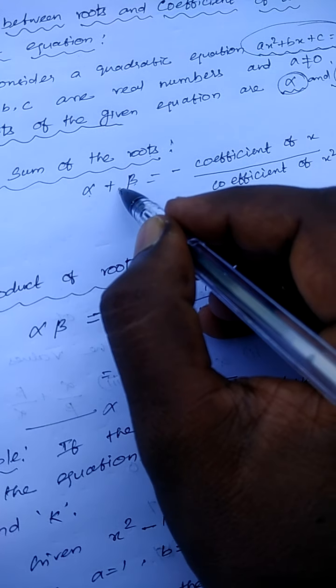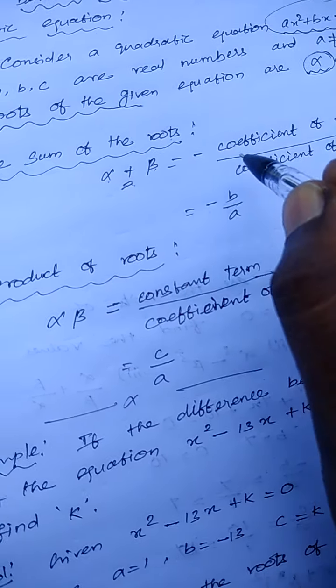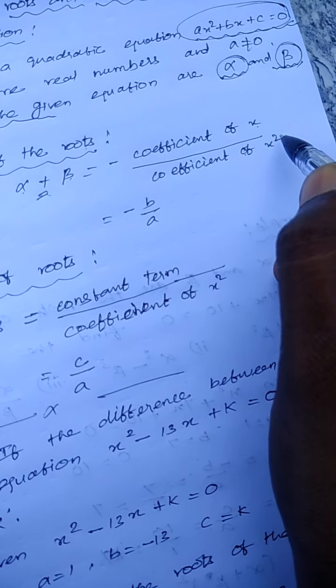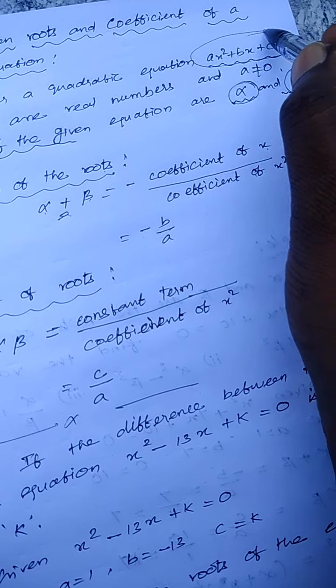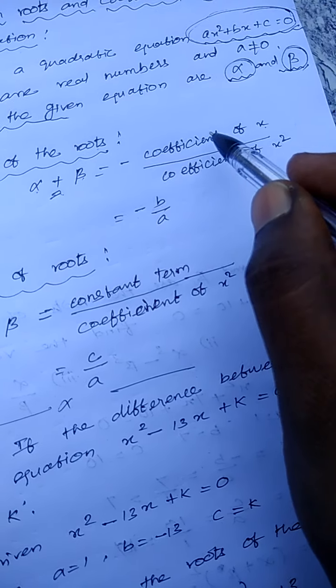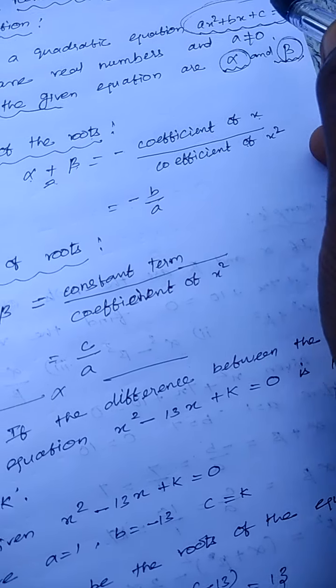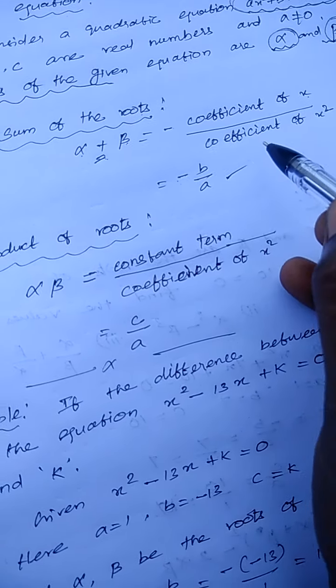So the sum of the roots, alpha plus beta, is minus the coefficient of x by the coefficient of x squared. For the given quadratic equation, that is minus the coefficient b, so minus b by a.